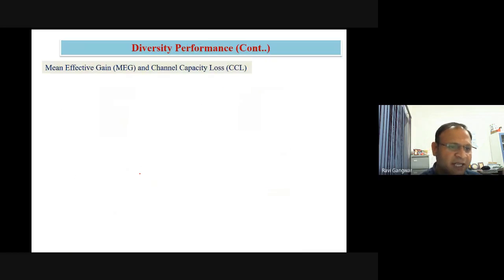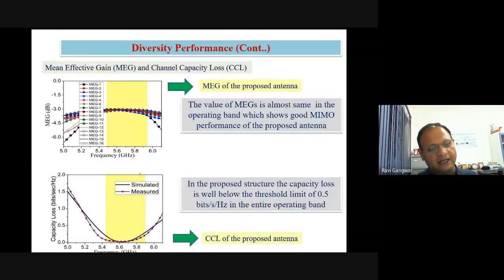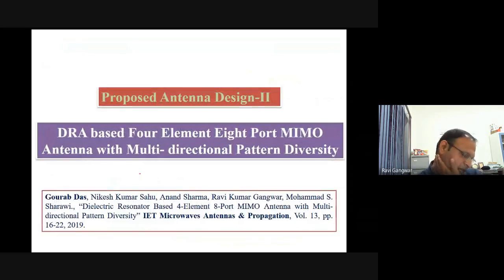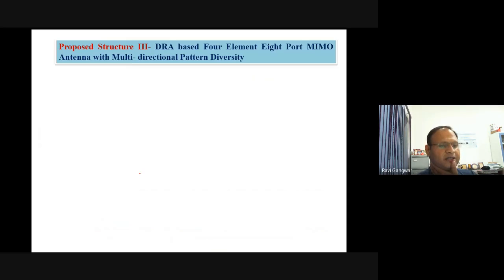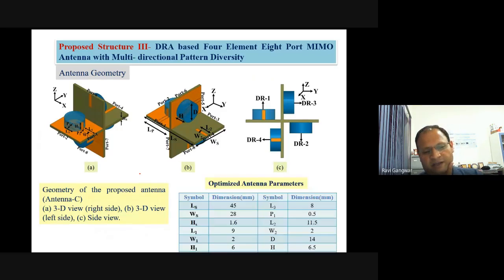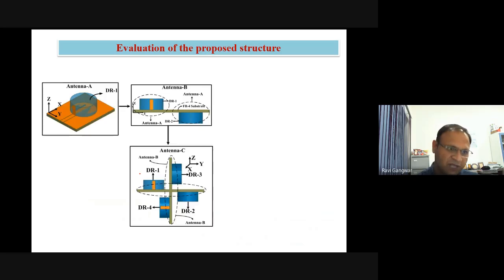Similarly, this is the diversity gain, the MEG and the channel capacity loss. Now, the second structure is the 4-element based 8-port MIMO antenna system. Here, again, I am just using different DR orientations. By putting in this DR orientation, we are able to get different kinds of diversity techniques. Due to that, we get a good isolation mechanism, good isolation value.